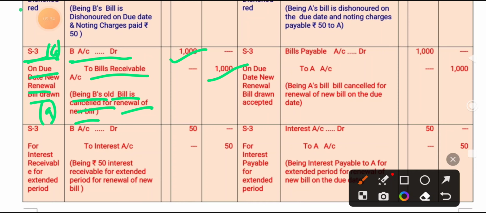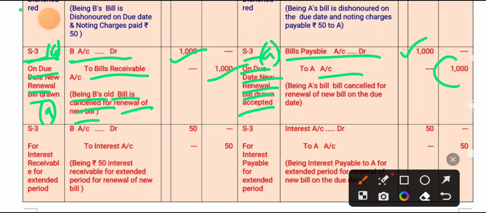And in the same way, in the books of B, on due date, new renewal bill will be drawn and accepted. For that purpose, first we need to cancel the old bill. For cancellation of old bill, in situation 3, bills payable account will be debited to A account. So A will be treated as creditor for 1000 rupees. So cancellation of old bill has been taken.